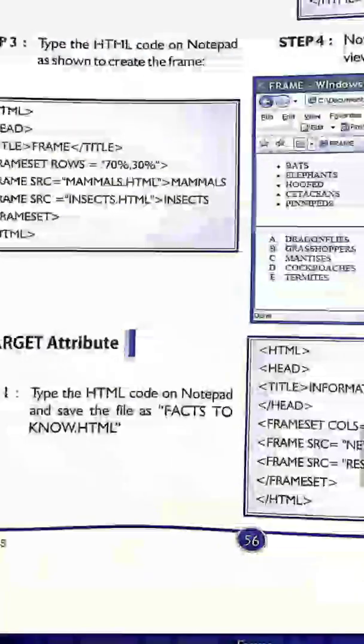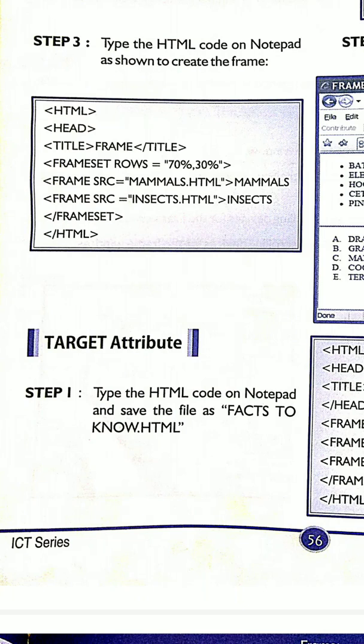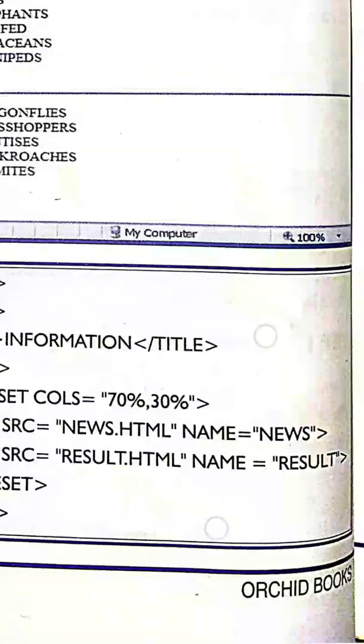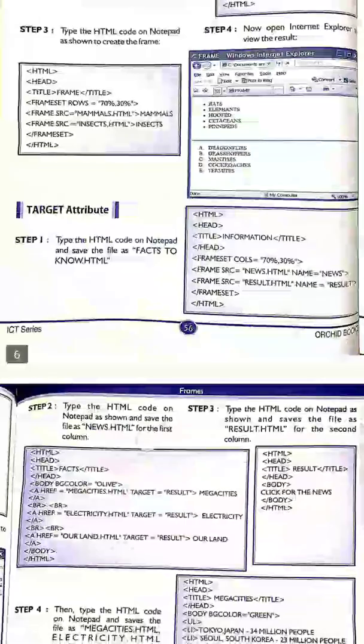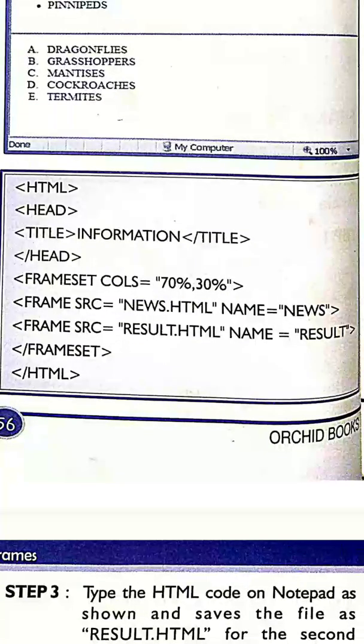Even you can use the target attribute so that you can display the output of a certain page in a particular section. You can specify the name of the section so that it will display the output of that HTML in the specified section. Here is an example: target name is equal to news and name is equal to result. The 70 percent section is named news, and the 30 percent section is named result.